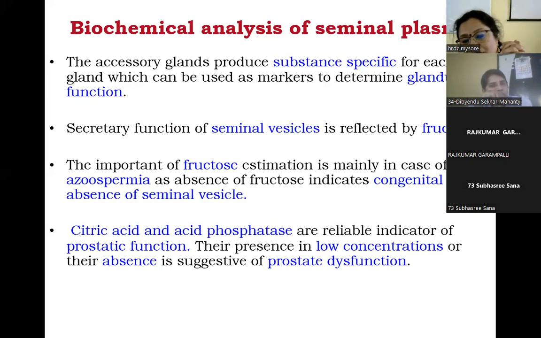Similarly, citric acid and acid phosphatase are reliable indicators or biomarkers for prostatic function. Nowadays, you must know that after 55 to 60 years, men are very susceptible to developing prostate enlargement, calcification in the prostate, and tumor in the prostate. Prostate cancer is very common, a leading cause of death in men. So citric acid and acid phosphatase are reliable indicators of the health of the prostate, and their low concentration or absence is indicative of prostate dysfunction. Low concentration or absence indicates there is something wrong with the prostate. Then for confirmation, we need to do scanning and other higher-end diagnosis.